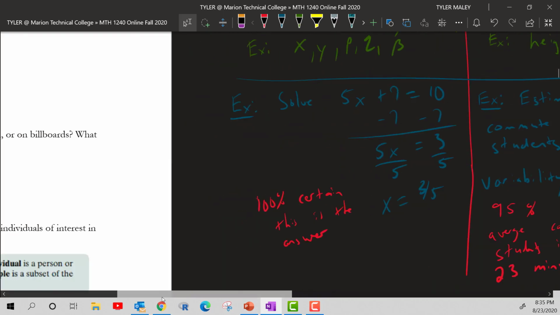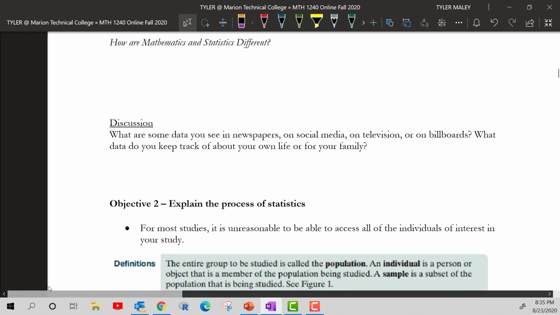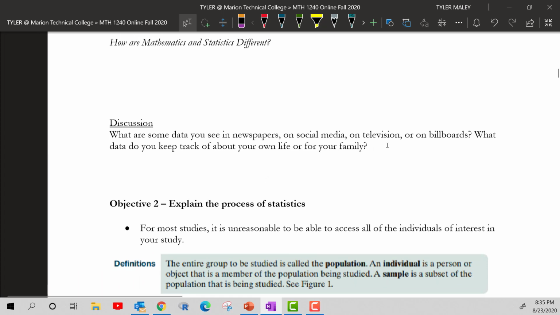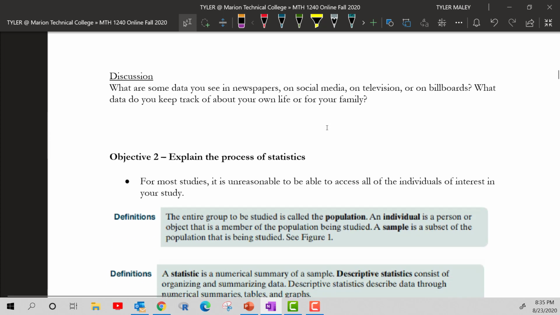All right. So now that you know that math is not statistics, statistics is not math, but they do have some similarities, but they are not the same, right? They are different.